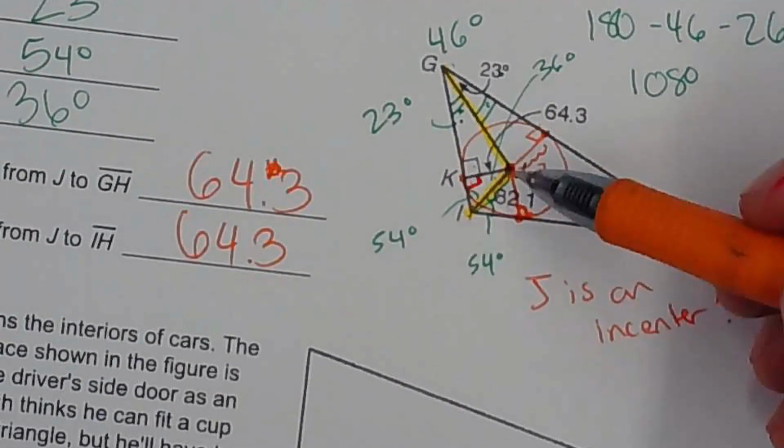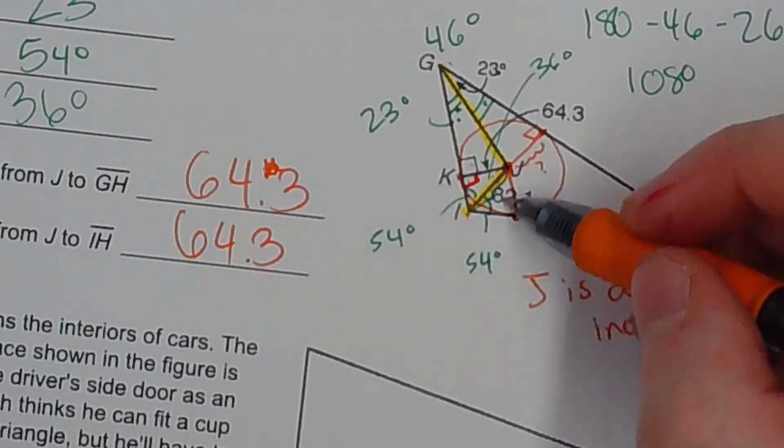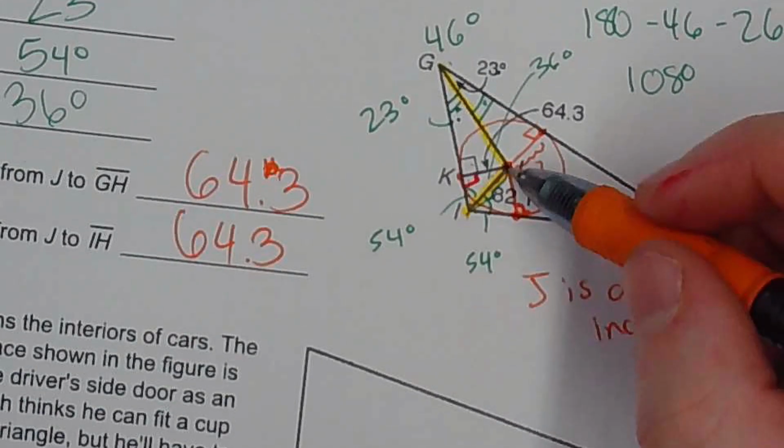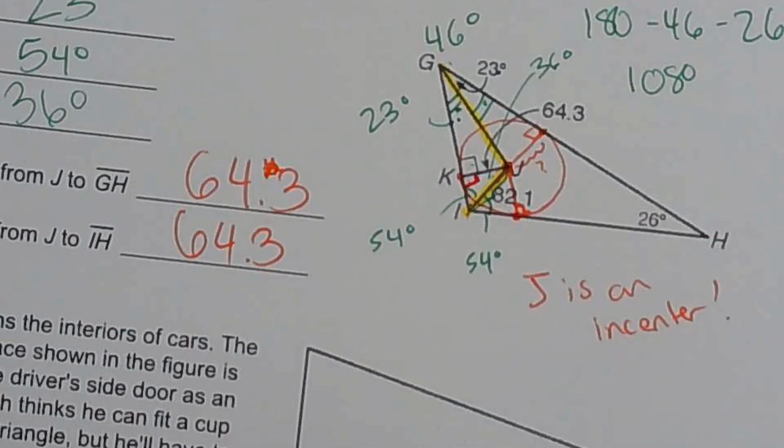From J to IH, because we're measuring the distance between them. Probably 90 would be closer to over here than it would be this one, so my sketch is a little off, but right there would be another radius of the circle, so it would be 64.3. Last one.